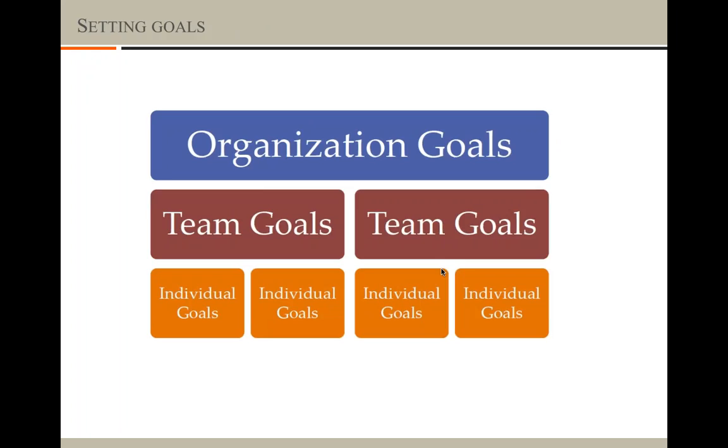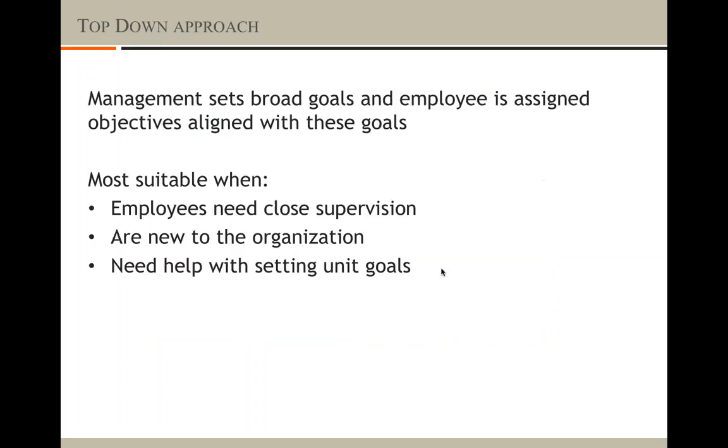So this is what we studied in the previous class, that organizational goals are broken down into team goals and team goals are broken down into individual goals. That's just a refresher of what we studied in the previous class. Now, there are two important approaches, the top down approach and the bottom up approach. So, what is the top down approach of goal setting?